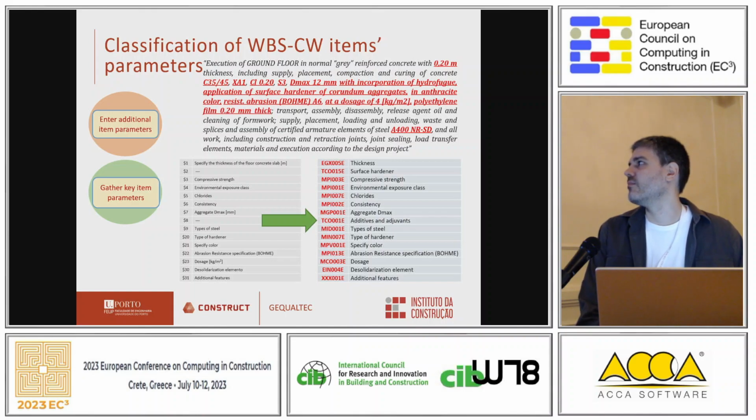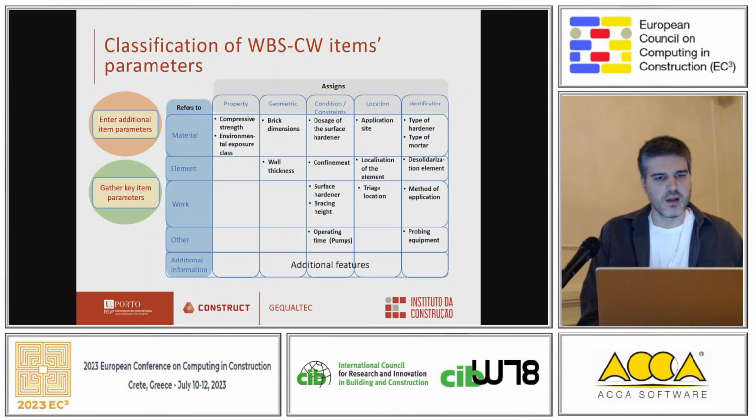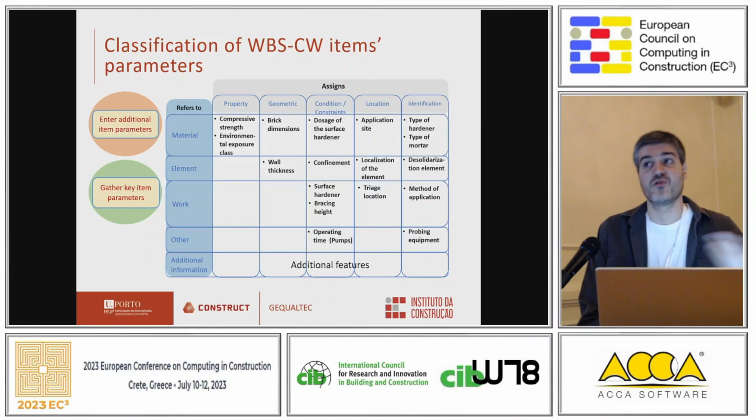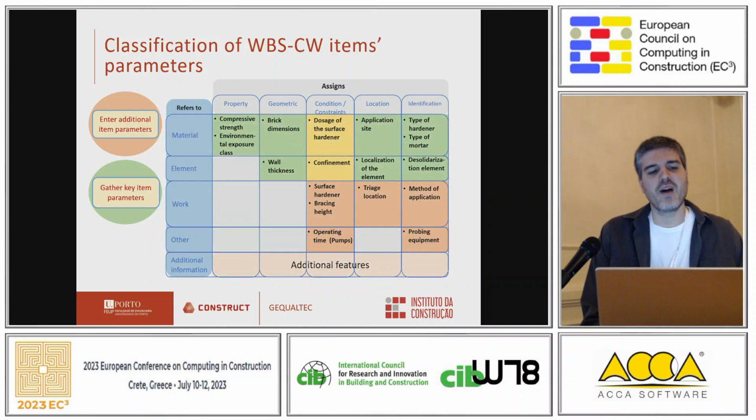The encoding itself is not super important, but we wanted to standardize the terms. So the classification that we actually did was based on what it refers to: material properties, element, work, or something else. Is it going to assign some sort of physical property, geometric, constraints about how you do something, location, identification? And we divided these basically on what we thought would be found on a BIM model, those are the key parameters, and everything else should be done by hand.